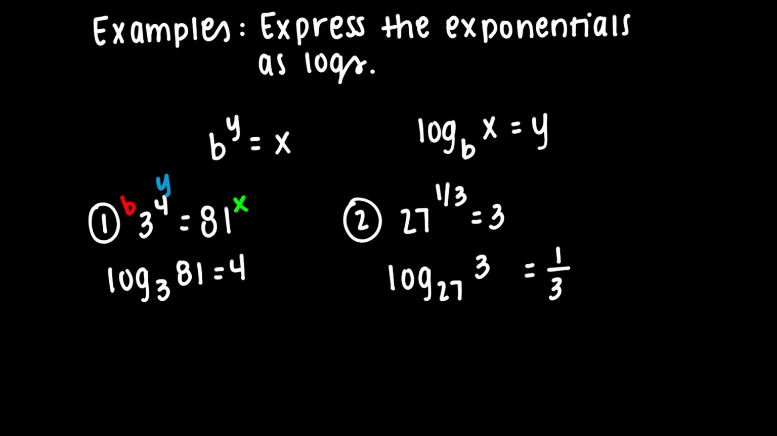Now, if I wanted to check it, I would do my loop around. I get 27 to the 1/3 equals 3, and that is what my original was. So you have 2 ways to do this depending on what makes more sense to you, and I'm going to give you 2 to try on your own.